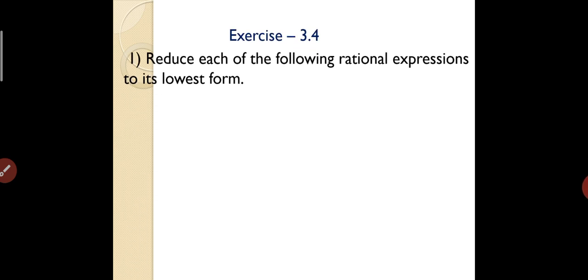Exercise 3.4, first one: reduce each of the following rational expressions to its lowest form. First one, x square minus 1 divided by x square plus x.